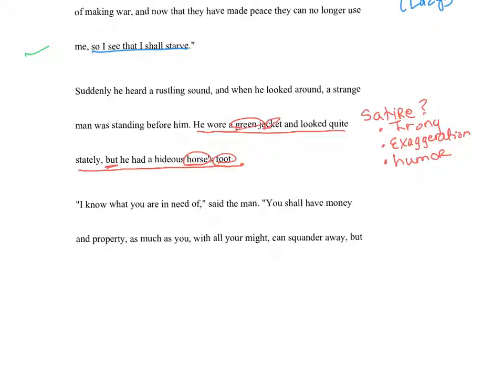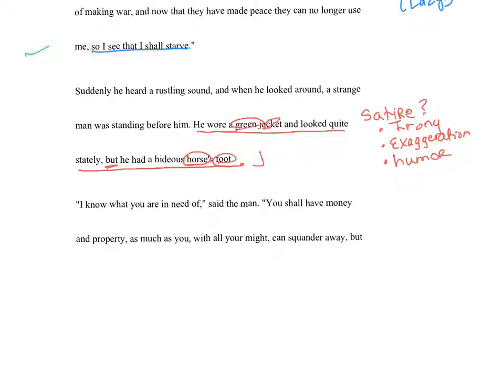a green jacket, looked quite stately, and he had a hideous horse's foot. And I think what made me wonder if it was satire was the hideous horse's foot. Is that where you got it from? Because that's kind of humorous, right? And then you looked at it, and then you go to the key elements of satire. Causing social change. Now, we don't know yet, it's too early in the story, if this was done to describe change. So we're going to mark it with a question mark because the answer actually comes at the end of the story. Okay. Good. What else?